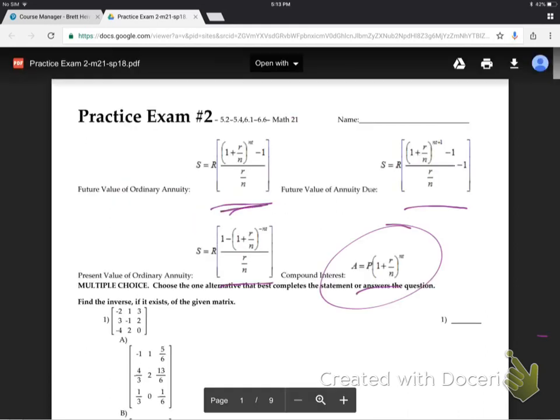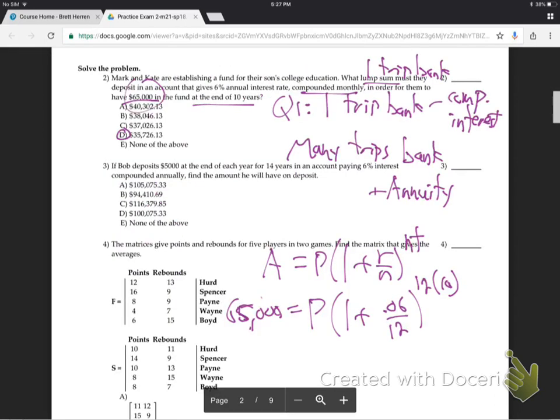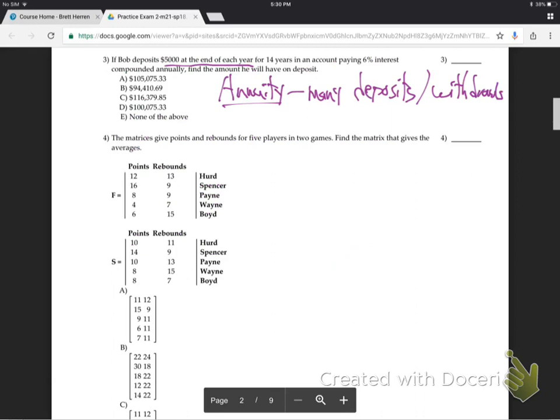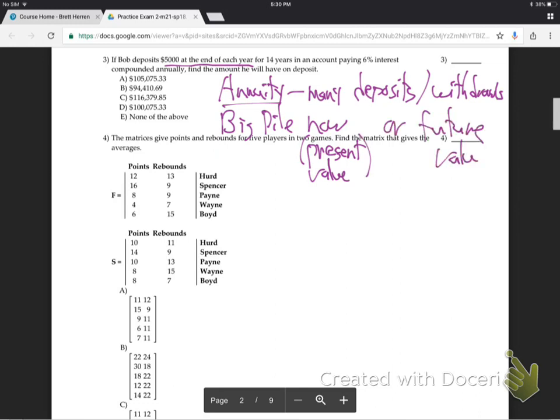3 annuity formulas, this one, this one, this one. How do we know which one we're supposed to use? Well, next question: is the big pile now, which would be present value, or future value? So big pile now or later? Let's see. Bob deposits $5,000 in 14 years. Find the amount he will have. The amount he will have. That's future. This is a future value problem. So it's an annuity, future value.